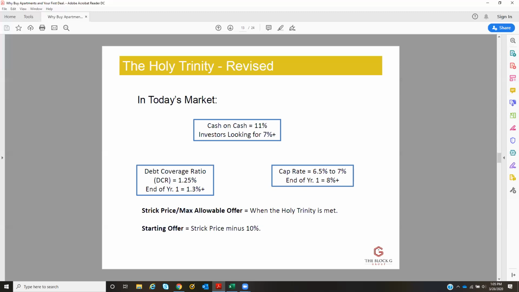Because if you go over that, the deal's not going to work, right? You're not going to have 11% cash. If you go down to 8, okay, well, you're not going to have that. So that's your maximum allowable offer.